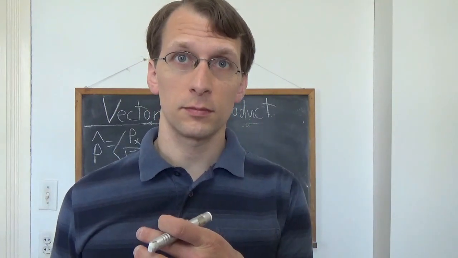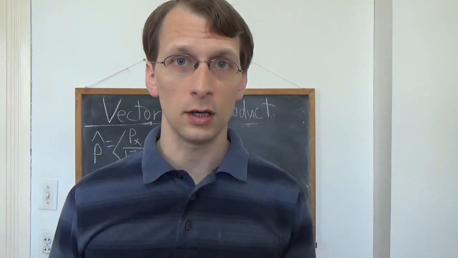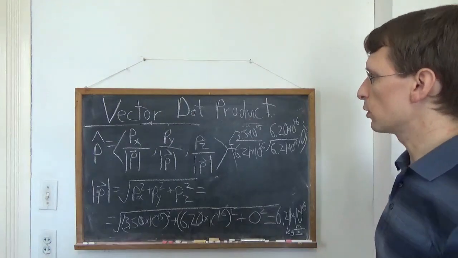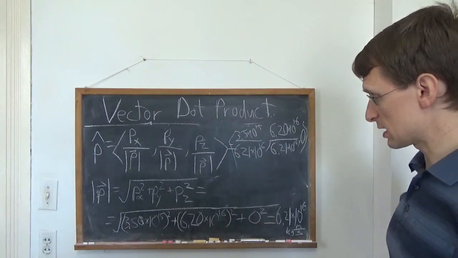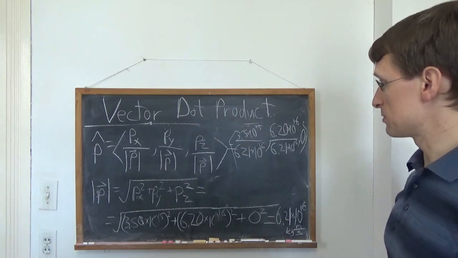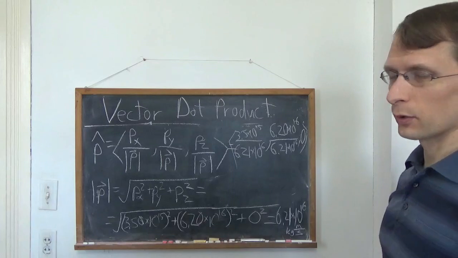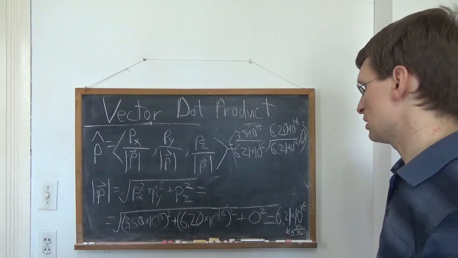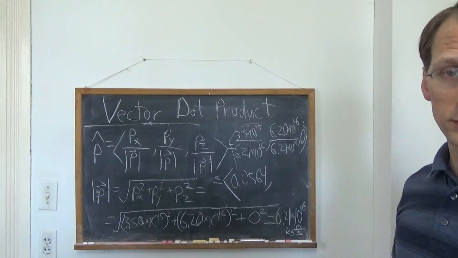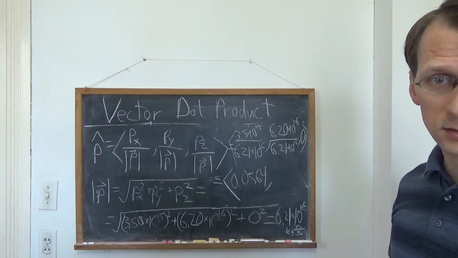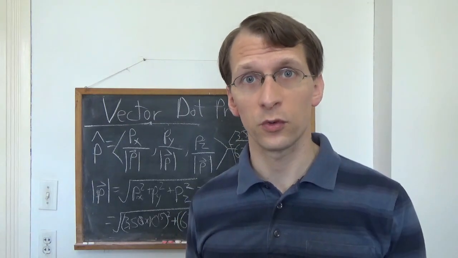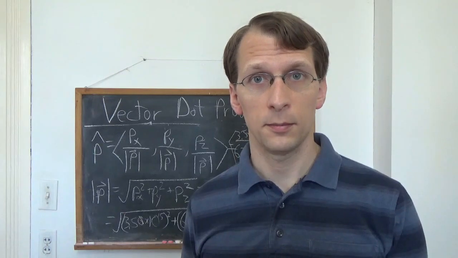So each component of the momentum then needs to be divided by that number. So we get 3.5 times 10 to the 15th over 6.21 times 10 to the 16th, and 6.20 times 10 to the 16th over 6.21 times 10 to the 16th. So our answer for what p hat is, is 0.0564, 0.998, 0.